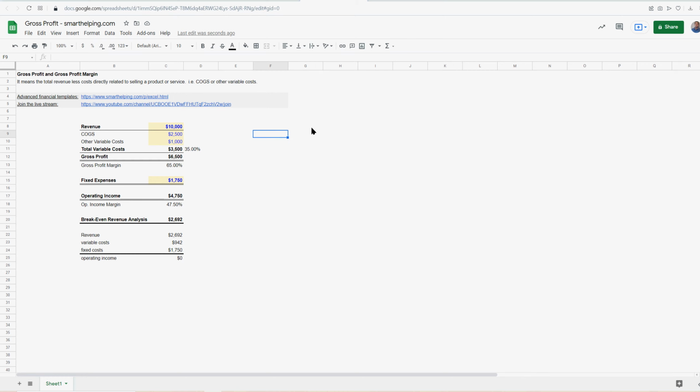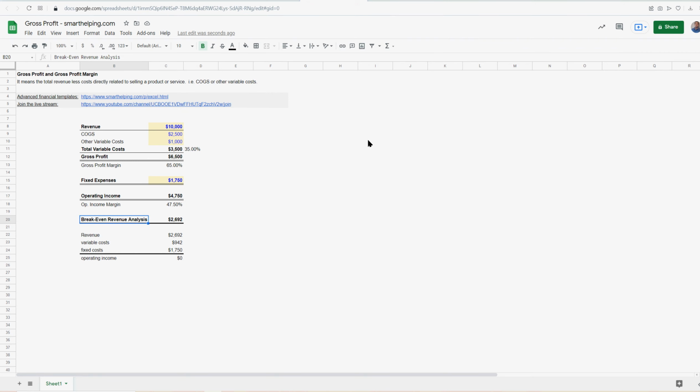So the highest level is, let's say you're selling cars, okay? Your revenue is the total revenue you make from selling the cars. Your cost of goods sold is the cost of the cars, and your gross profit is the revenue minus that cost. And then your gross profit margin is just that gross profit amount divided by the total revenue. Then you have fixed expenses, and you have operating income.